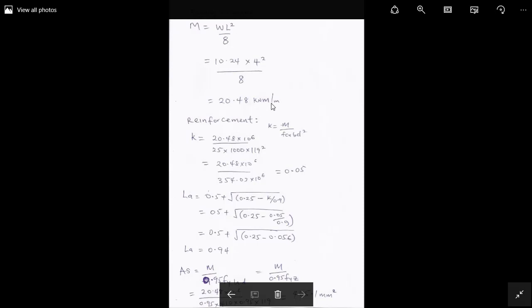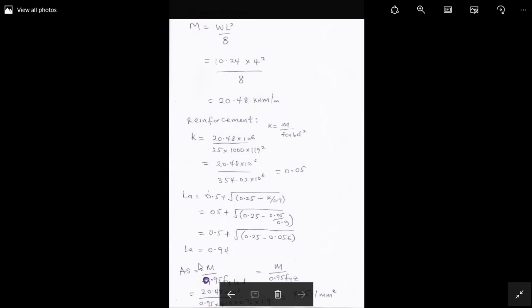Now after we've achieved our moment, the formula that we've shown before, K equals M over fcu b d squared, where you now factor all this to determine our K. So the b here for the slab is considered 1 meter, a slab of 1 meter. So after factoring everything, we have K as 0.05. We factor it into the formula later on, and we have la as 0.94.